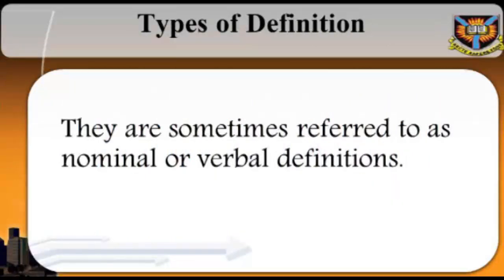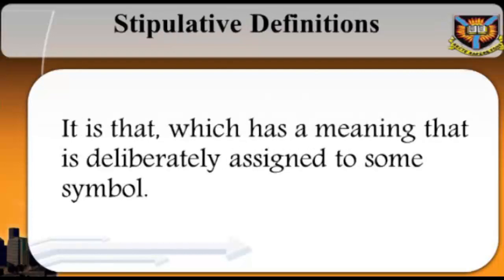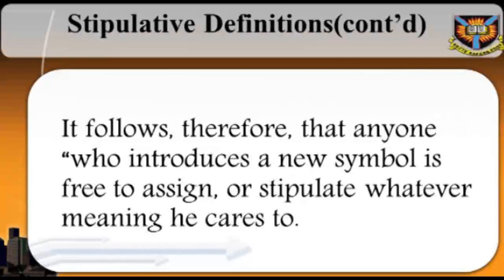Types of definition. Stipulative definitions. Stipulative definitions are sometimes referred to as nominal or verbal definitions. A stipulative definition is that which has a meaning that is deliberately assigned to some symbol. It follows, therefore, that anyone who introduces a new symbol is free to assign or stipulate whatever meaning he cares to. Even an old term in a new context may also have its present meaning stipulated.